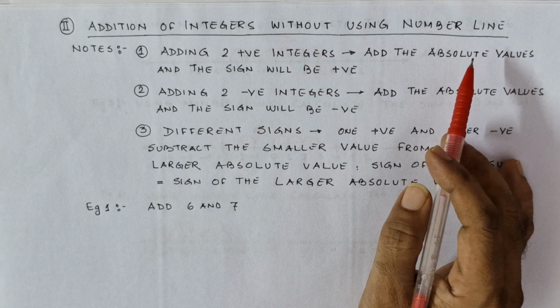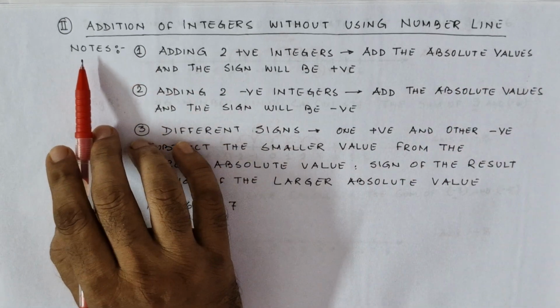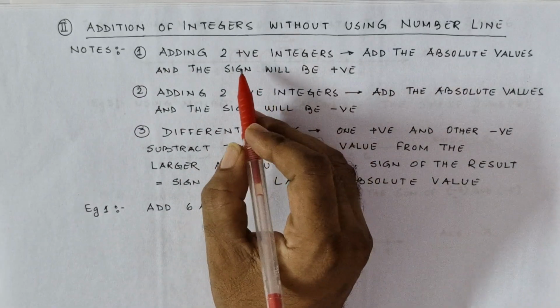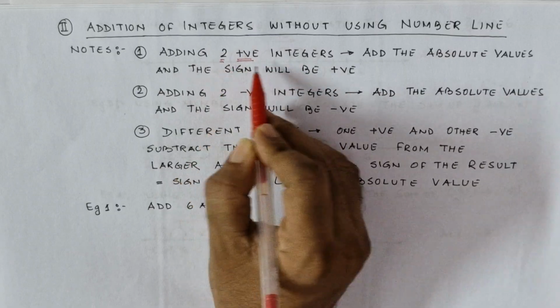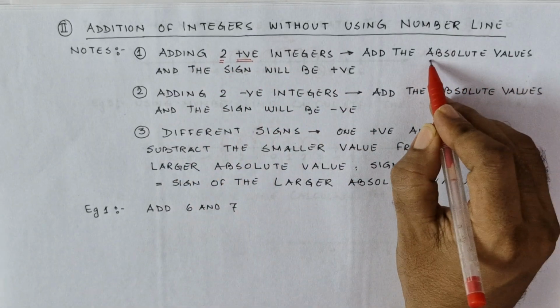Now let's move to the second one, that is addition of integers without using a number line. Got it? Now, so I'll not be using a number line here. So here are a few notes or rules that you need to follow. So for example, if you are adding 2 positive integers, what you need to do? Just add their absolute values.